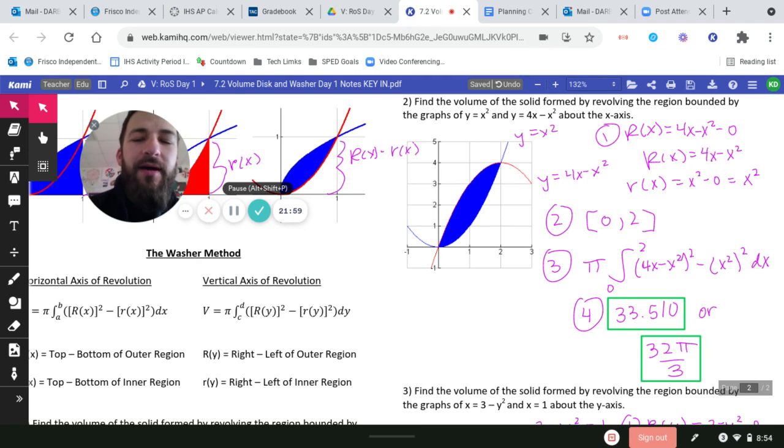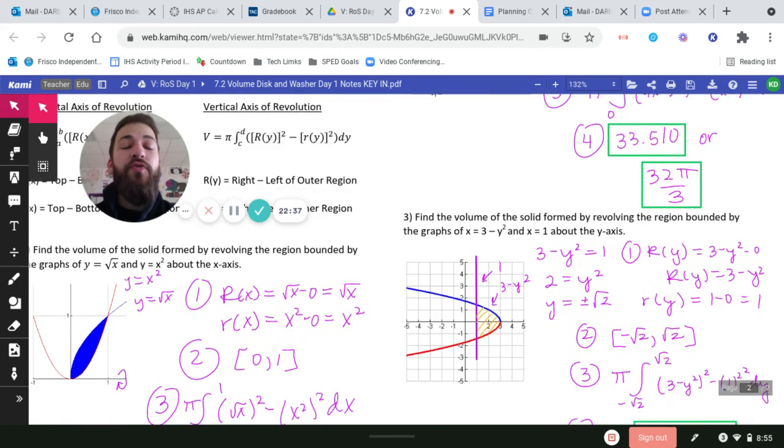All right, y'all, so just checking in on number 2. We see our bottom function is y equals x squared. Our top function is y equals 4x minus x squared, which makes our big R 4x minus x squared minus 0, and our little r x squared minus 0. So we just get each of those functions. Our interval is going to be an x interval, so we're integrating from 0 to 2. Plugging into our equation, pi times the integral from 0 to 2 of big R squared, so 4x minus x squared, minus x squared dx, which then gives us 32 pi over 3, or 33.510.